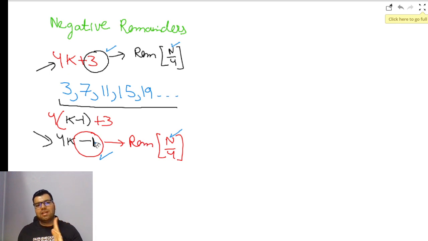So this is the broad concept of negative remainders. Writing it like minus 1 helps us in simplifying the remainders which we are doing. I think this much explanation is enough for you students to understand. And where does it come from? It comes from here.